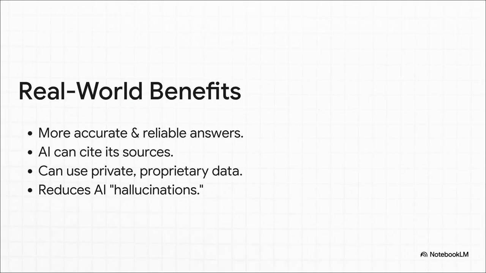So what does this actually mean for you and me? It means chatbots that are actually helpful. It means customer service bots that can look up your actual order. It means AI can finally look at a company's private data securely to give useful insights. And maybe most importantly, it means way, way fewer of those bizarre AI hallucinations.